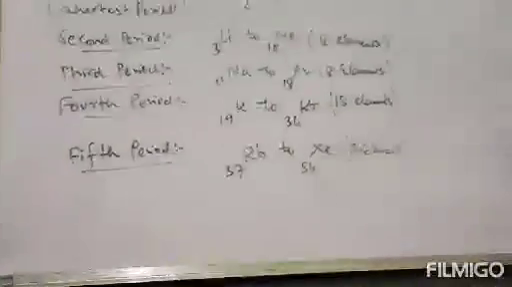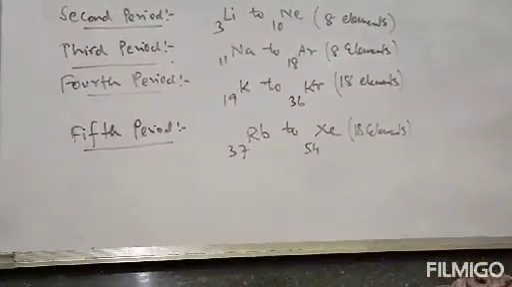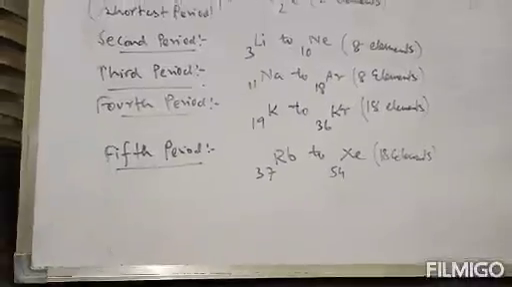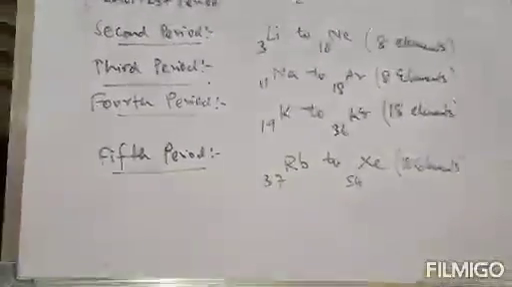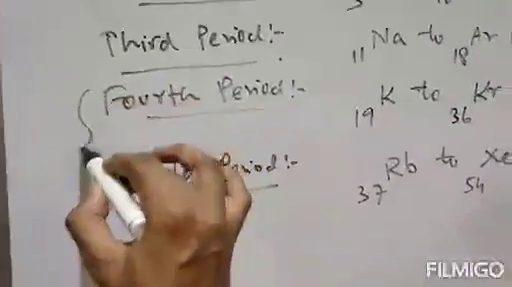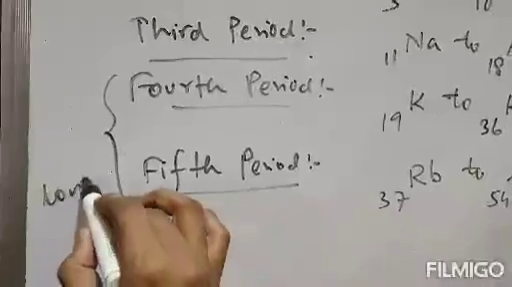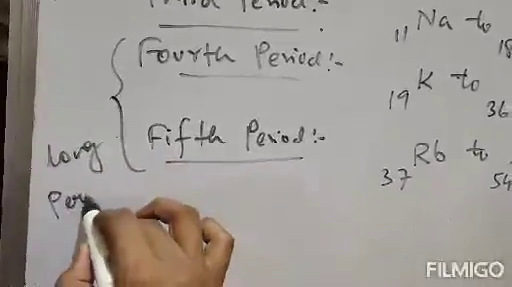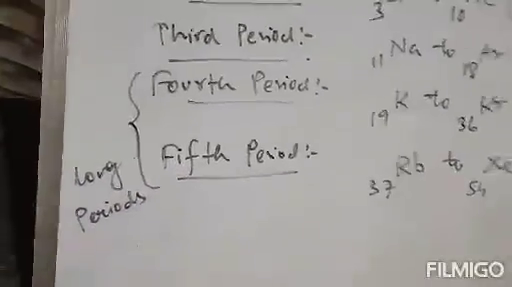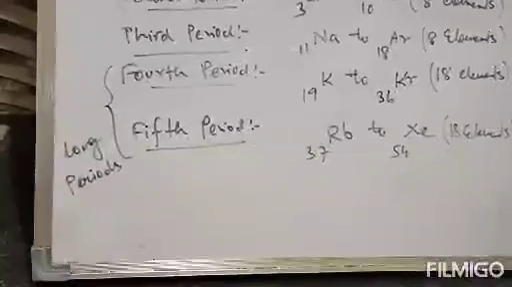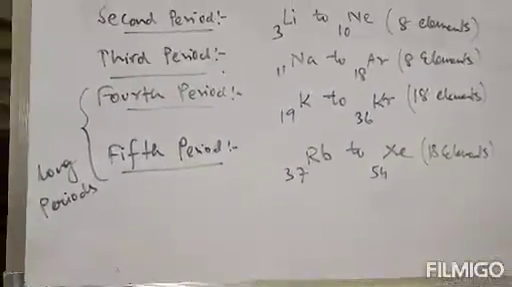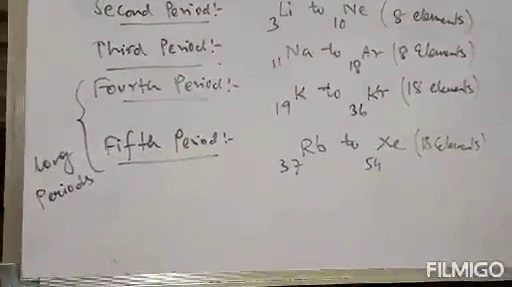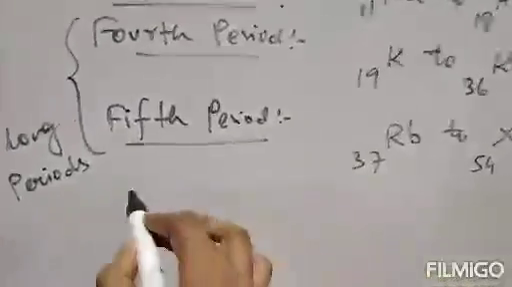Now see, the fourth period and fifth period both contain 18 elements each. These two periods are called long periods. Fourth period and fifth period. Next, sixth period.